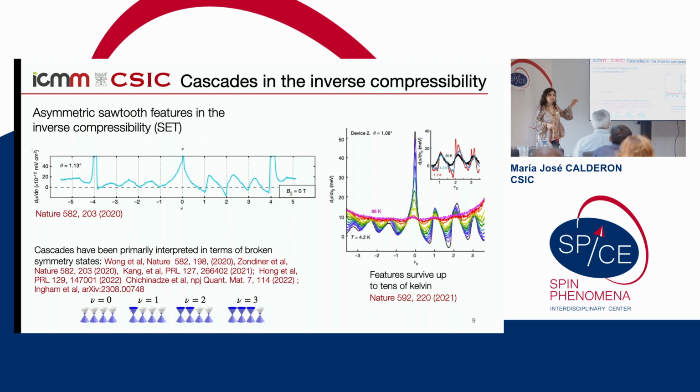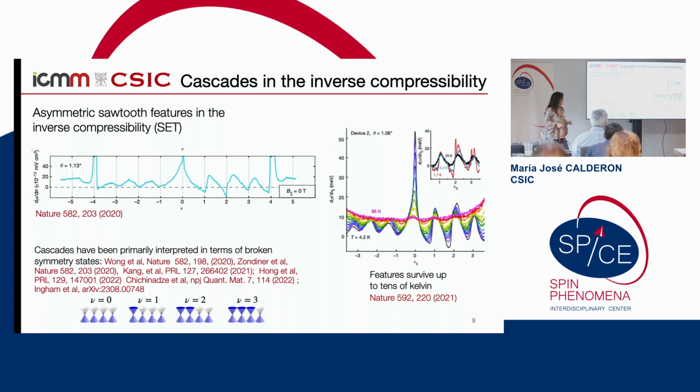These kind of cascades that were observed in 2020 were primarily interpreted as coming from broken symmetry states. So we saw this picture yesterday from Jenny Law, in which it was assumed that what was happening here is that every time that you hit an integer filling, there is some broken symmetry. So you have this degeneracy of spin and valley, but every time that you hit an integer filling, the system prefers to fill one of these degrees of freedom, and this is what they call Dirac revivals. Okay, so that was the interpretation of all this.